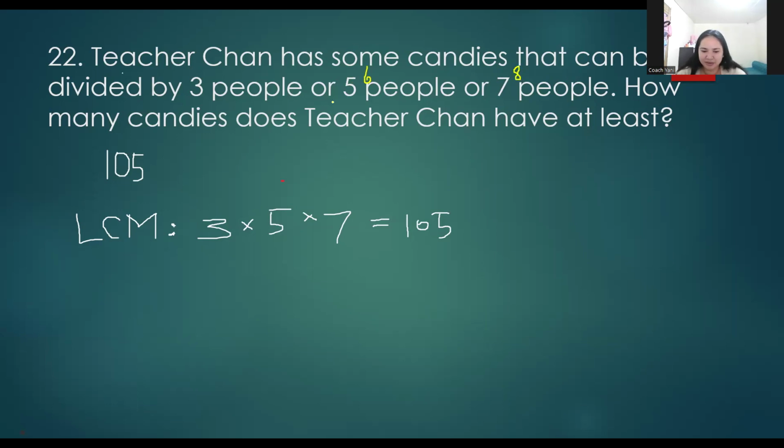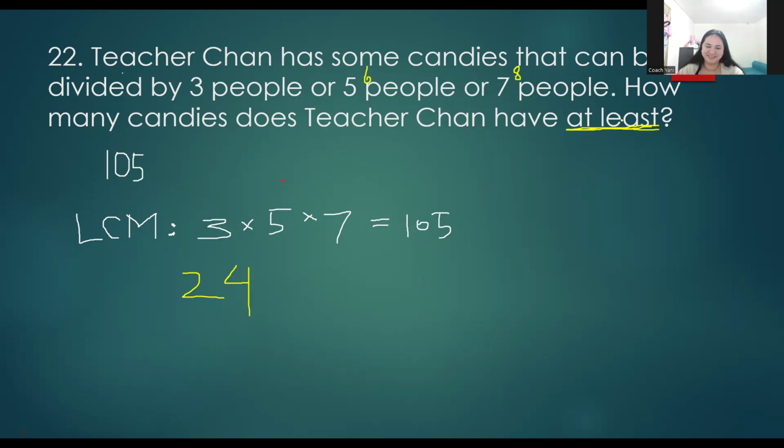144. Okay. So actually 144 can be divided by 6 and 8. But did you forget the 24? Can it be divided by 3, 6, and 8? Yes. It says here at least. So what does it mean when you say at least? Smallest LCM po. Yeah.